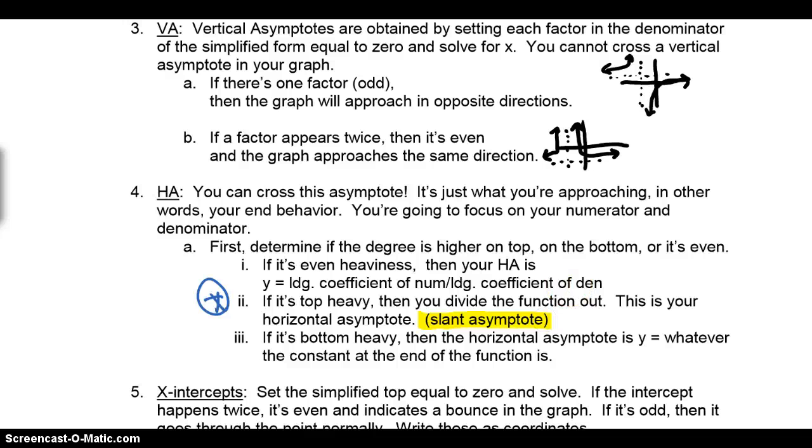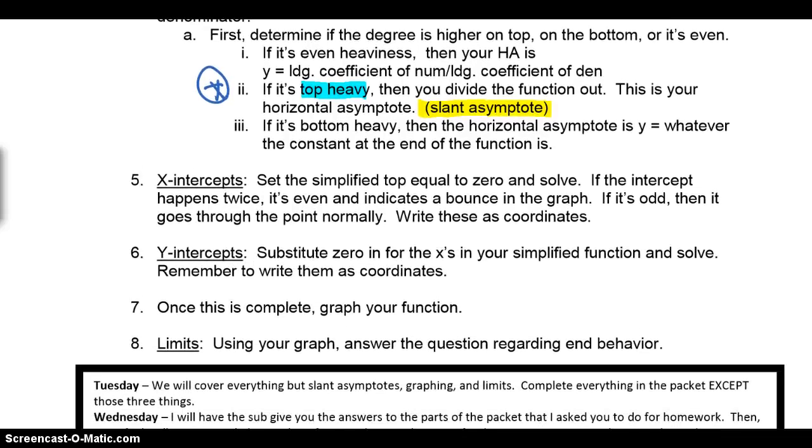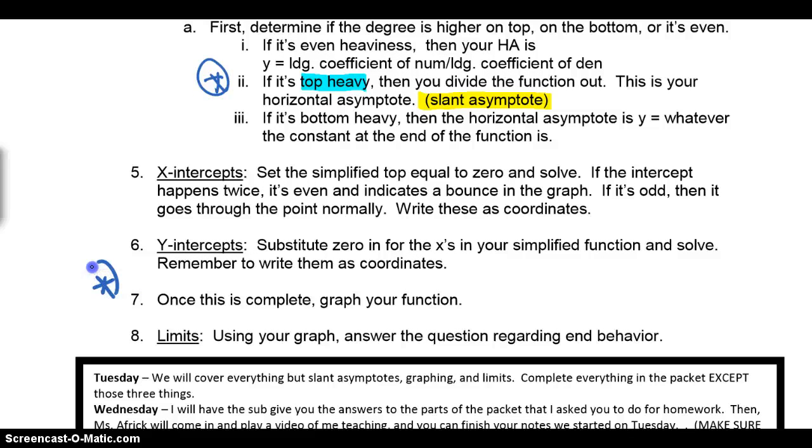It's a little bit of a weirdo. And notice that this happens when something is top heavy. So when it's top heavy, then you could possibly have a slant asymptote. I'm going to cover that today, and then we're going to graph our functions and talk about limits. The limits always have to do with your horizontal asymptote, so those kind of go hand in hand.